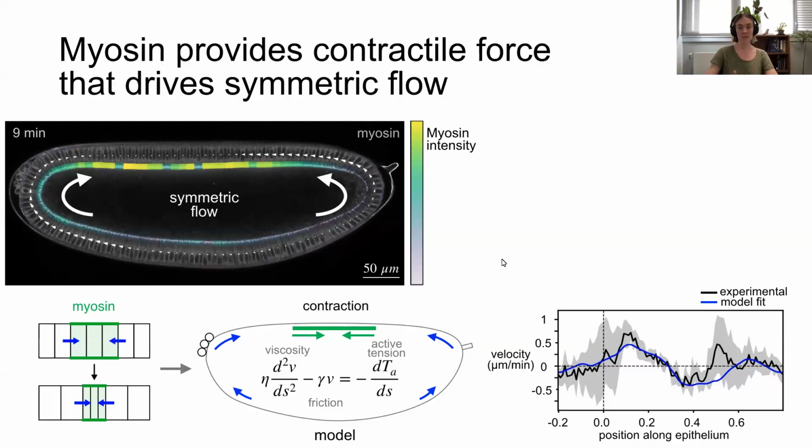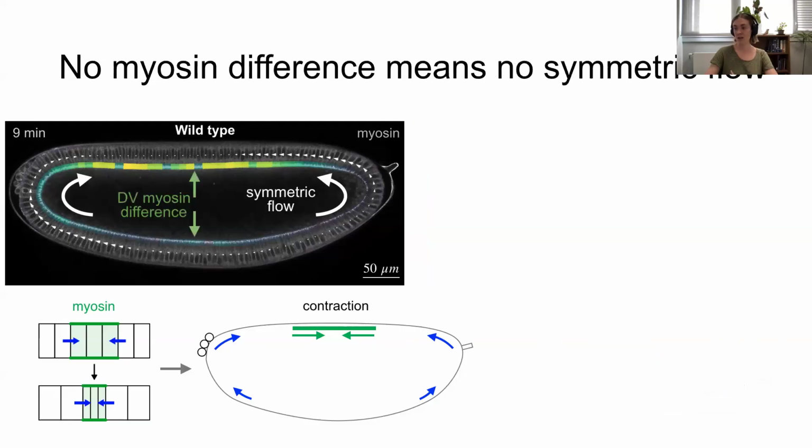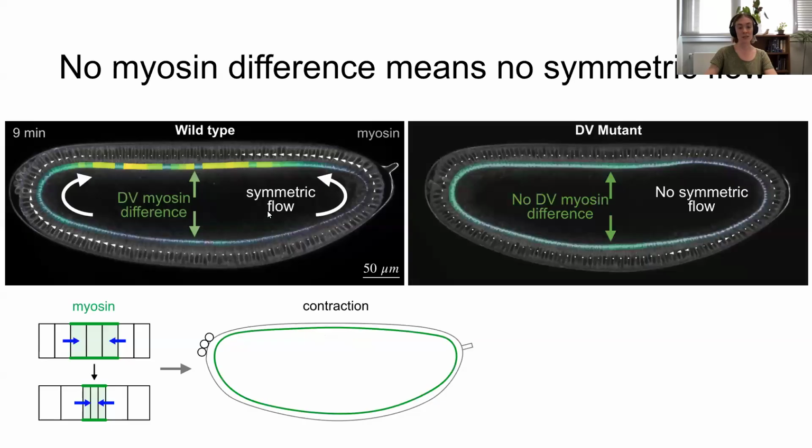So this is nice. Can we test this experimentally by changing the myosin profile and changing the symmetric phase of flow? We can do that. I told you that the important feature that drives this flow is the difference in myosin on the dorsal and ventral side of the embryo. So we can use a mutant that gets rid of this difference in dorsal and ventral myosin. In fact, it totally gets rid of the coordinate system in the embryo that tells the embryo that it has a top and a bottom. In this case, you see that the myosin is the same on the top and the bottom of the embryo. And if we look at the flow arrows here in white, we see that we've totally suppressed this early phase of symmetric flow.